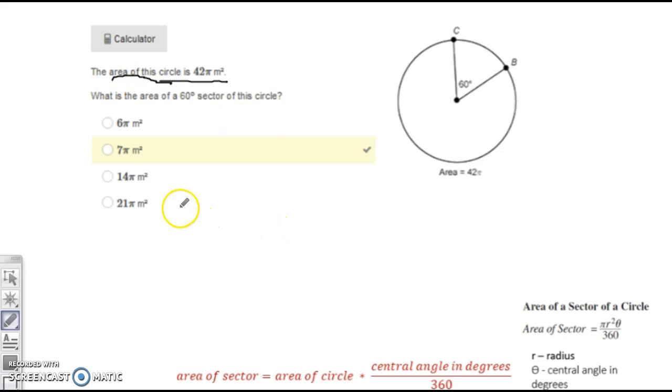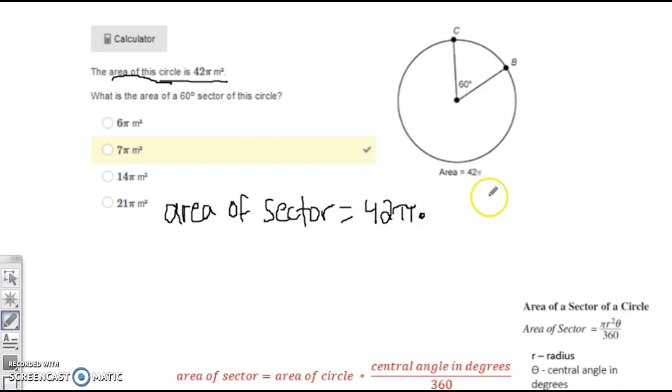So I'm going to go ahead and write this out. Area of a sector, which is what we're actually trying to solve for, we don't know that yet, equals the area of the circle, pi r squared, which is 42 pi, times theta, which is your central angle in degrees, in this case it's 60, over 360. You can do it all over 360, or you could just do it on this piece. It doesn't matter which one you do.